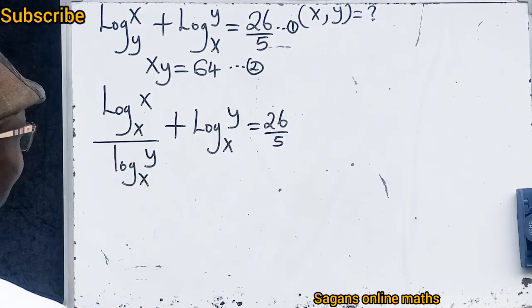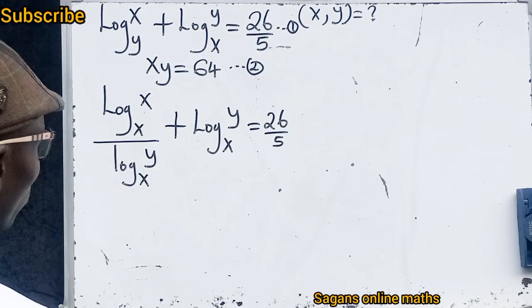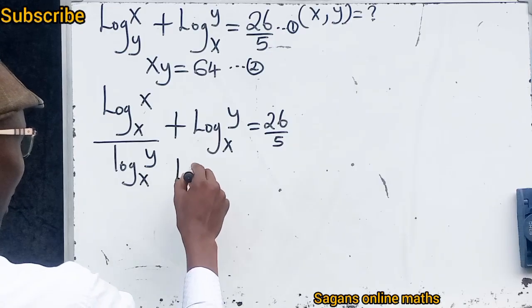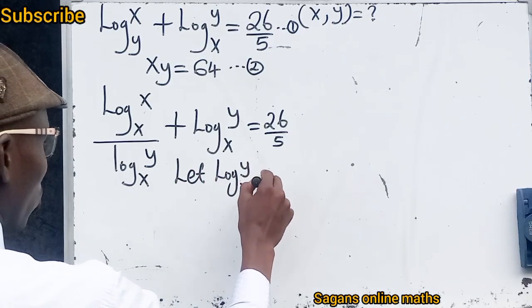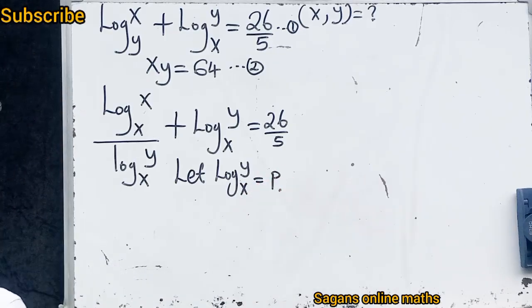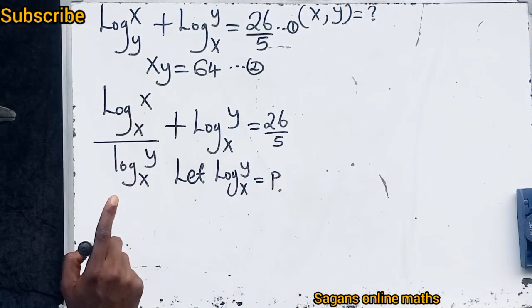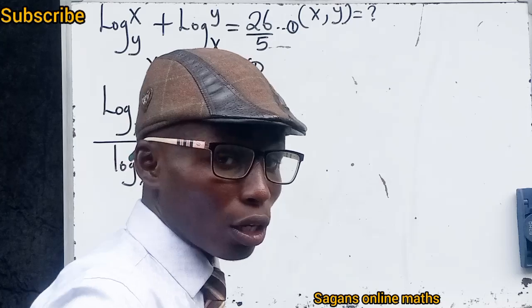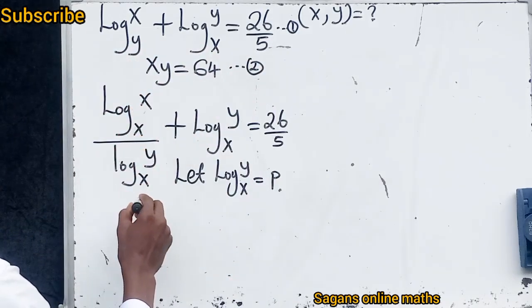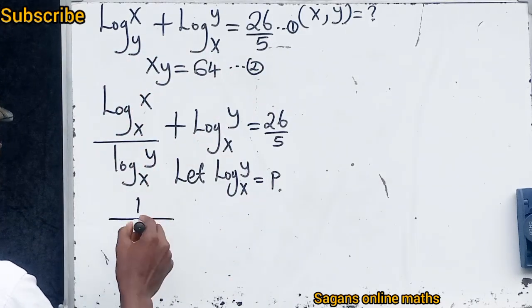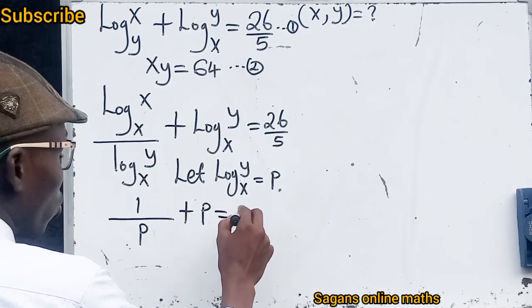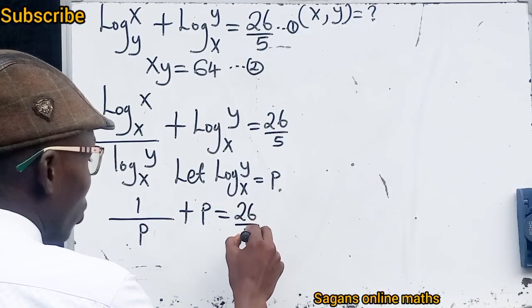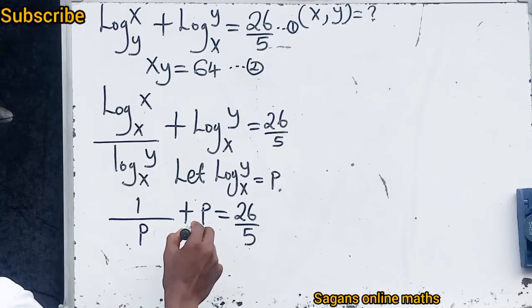Okay. Now I can see that log y base x is common. Let log y base x equal p. Now log s base s is 1. Remember, log any number to its own base is 1, right? So all this here is 1 divided by p, plus p equals 26 divided by 5. Now the denominator here is 1.